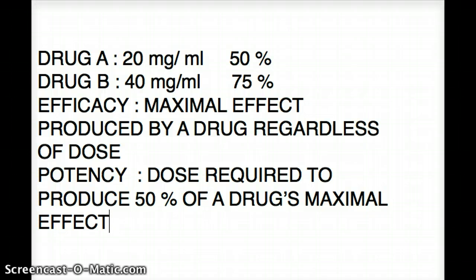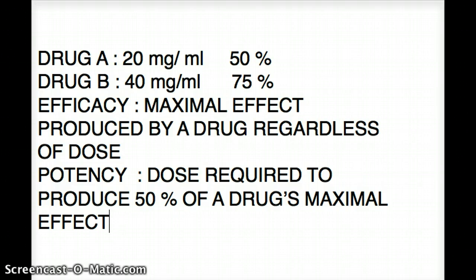As soon as we make the distinction, it's very easy. There's 50% and 75%. Which one is more? 75%. That's the one that's more. So I can say that's not potency, it's efficacy. So drug B is more efficacious than drug A.